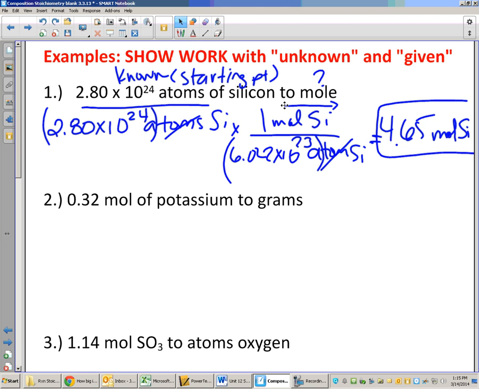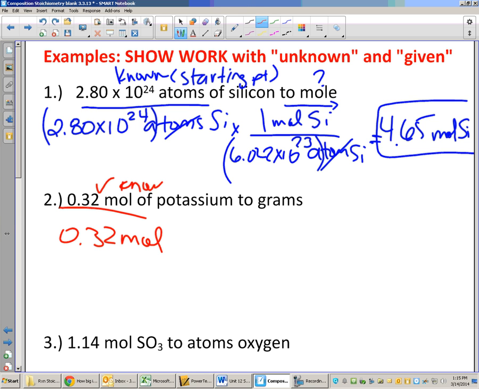Okay, next one. Yes, thank you. 0.32 moles of potassium to grams. So known, 0.32 moles, and that's what I start with. What's the symbol for potassium? Okay. And then there's grams, that's what I'm looking for. So what do I need here?